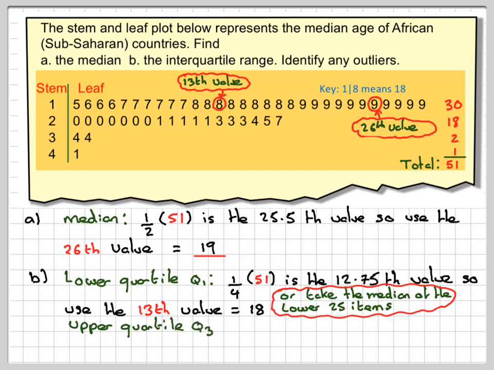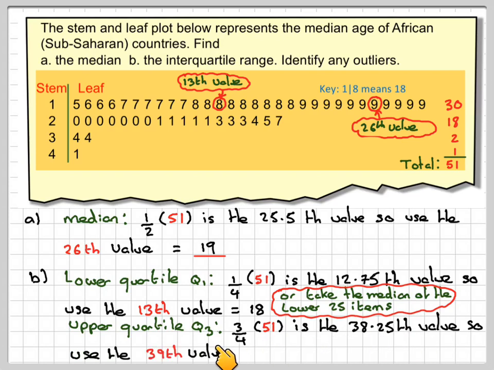Similarly, you can do the upper quartile by doing 3/4 of 51, which gives 38.25. As long as you round up, we must always round up, you get the 39th value. Or you can think, there are 25 values along here, and what I need to do is count along until I get to 13, starting with 1 here, which will give me this value.